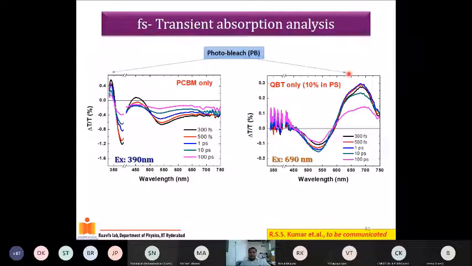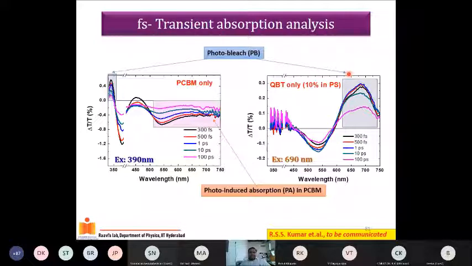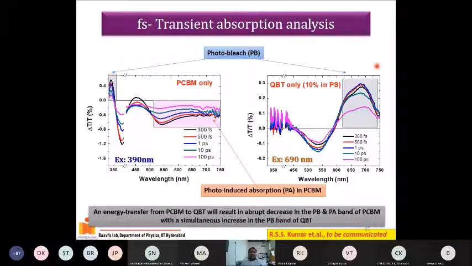Now, what is expected is that if there is an energy transfer, then you start seeing a reduction in this photo bleach for PCBM, reduction in the photo-induced absorption of the PCBM. At the same time, you should start seeing a growth in the photo bleach of your QBT. Why? Because QBT is getting more light energy to get excited, and you should start seeing that intensity change in the QBT, which is what we start seeing.